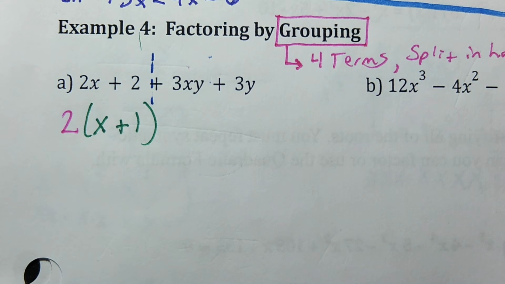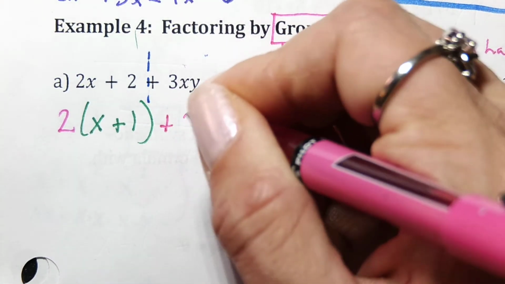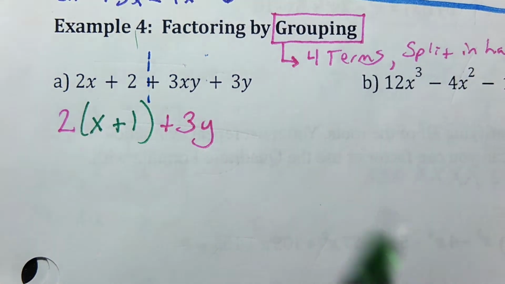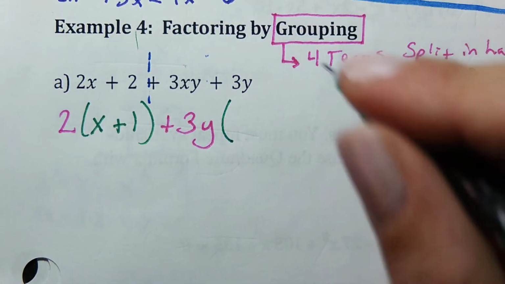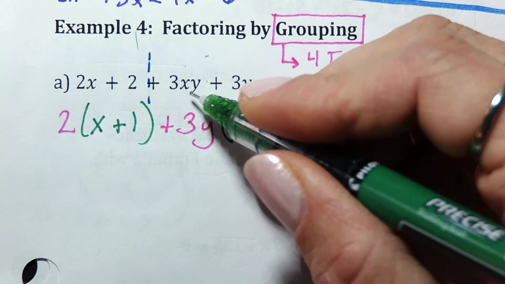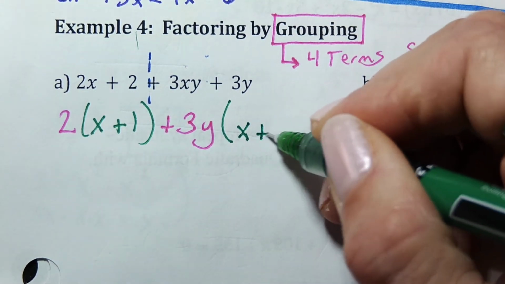All right, folks, looking at our second group, what is our GCF? 3y. Excellent. So we can take a 3 out of both of those. So 3y. And when I take out that GCF, we are left with x plus 1.